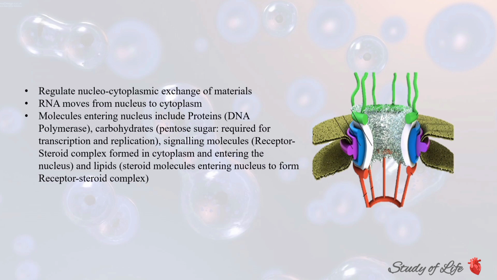transcription and replication, signaling molecules, for example receptor steroid complex, which is formed in the cytoplasm and enters the nucleus to activate or repress certain genes during steroidal hormone action, and lipids, such as steroid molecules entering the nucleus to form receptor steroid complex and influence transcription of certain genes.